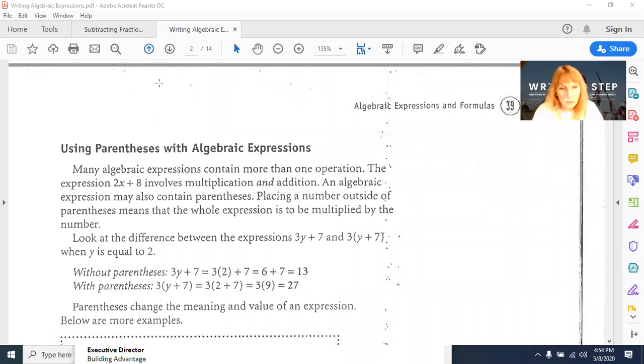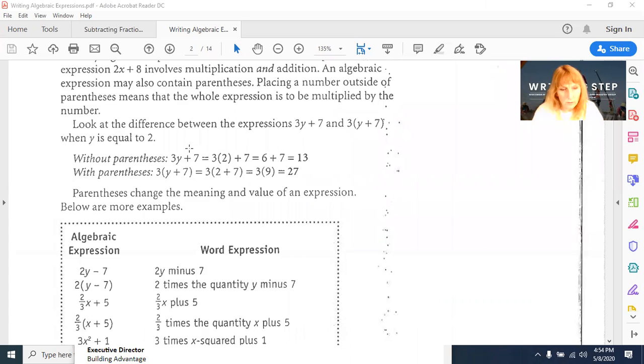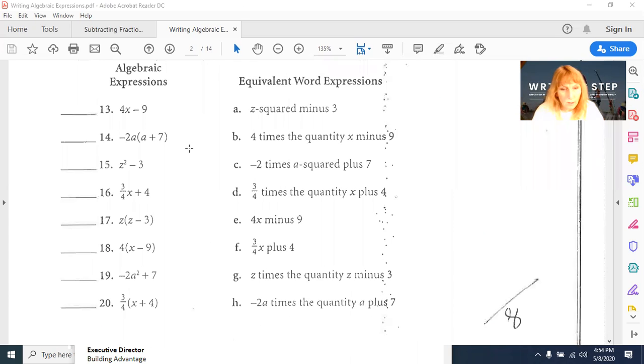And some of those are examples in your packet that I just did. So, okay, let's try to match some of these algebraic expressions with the equivalent word expression. So number 13, we have 4x minus 9, right? So that's 4x minus 9. Where is that? Over here. Right there, right? E. So that one is E.